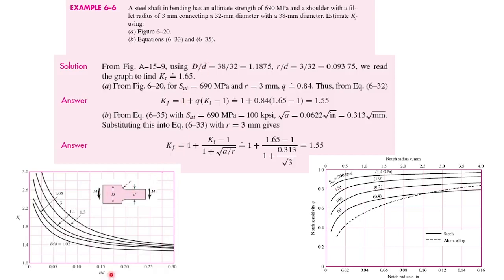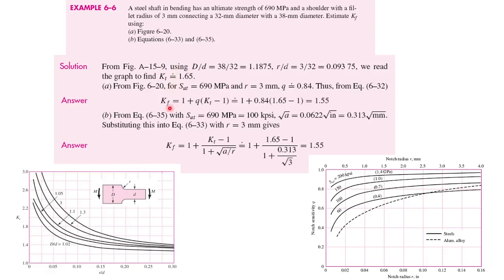So, to be able to use the chart to calculate the KT, you would have to calculate the capital D to small d, 38 divided by 32, and you would have to calculate R by the small d, which is the x-axis. Here, this is the capital D to small d, and this is the R to small d. Using these two values, and with this figure, you can get to the value of KT, which is 1.65.